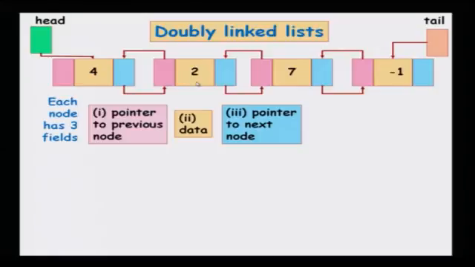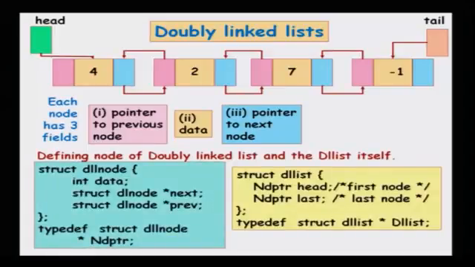Now, the variation is this: each node has three fields, one is a pointer to the previous node, the second is the data in the node, and the third is the pointer to the next node. So, how will the definition look? It will say something like struct DLL node, doubly linked list node. It will have one field which is data, and then two nodes, struct DLL node next and struct DLL node previous.